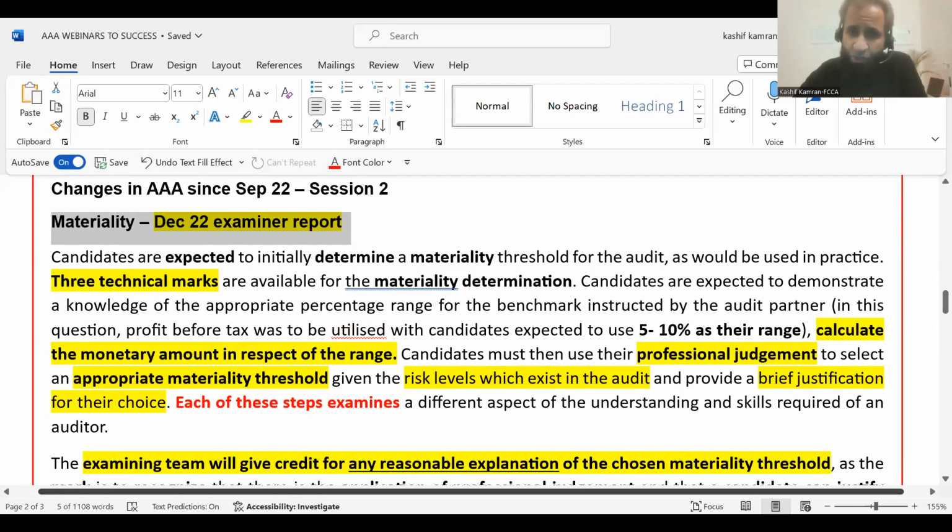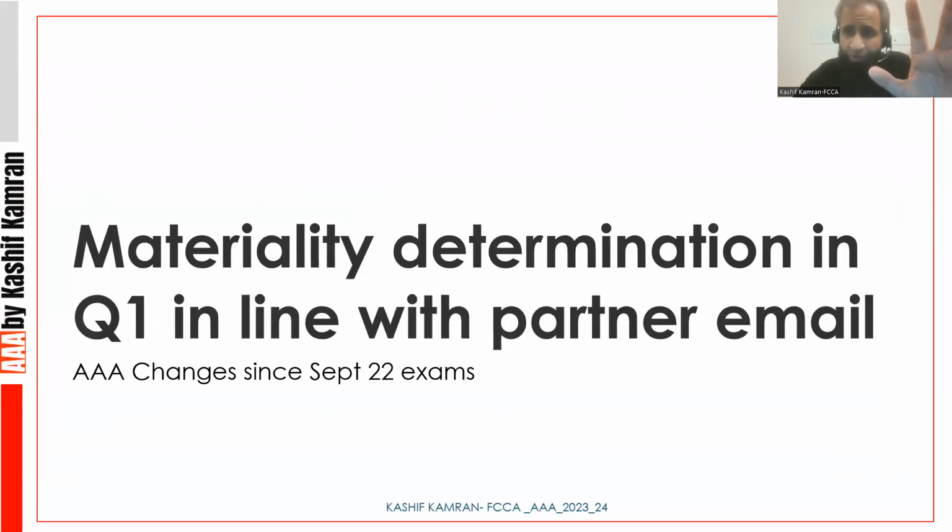Materiality determination in question 1 in line with the partner email. So you should know the thresholds: revenue, total assets, and profit. See what the partner is telling you in the email. You should know the percentages: 0.5 to 1% of revenue, 1 to 2% of the total assets, and 5 to 10% of the profit. And you then should calculate the materiality on the range and then choose which one to follow and why. And you go down. First year audit, likely you choose the lowest one, because in the first year audit, you have less knowledge of the business and the risk profile is very high. So that's the first change discussed.